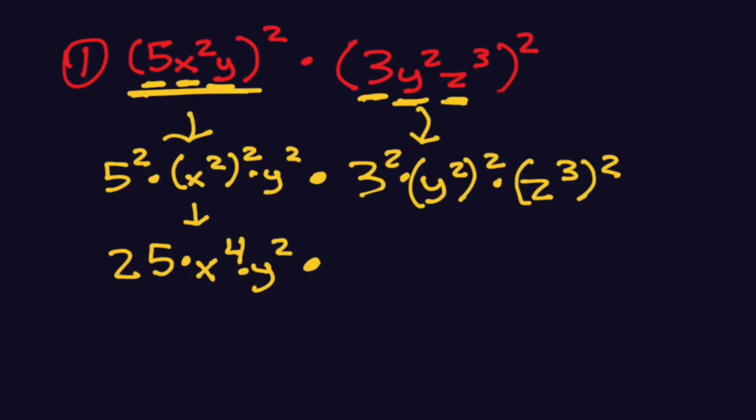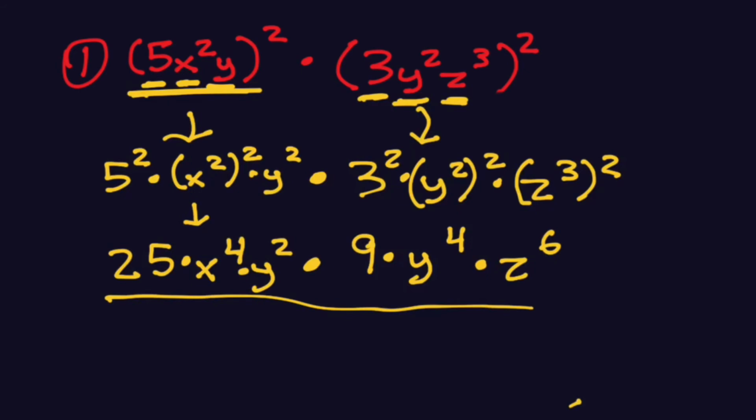Now let's move on to simplifying this one further. So 3 squared is equal to 9. y squared squared, which is also power of a power, is going to be equal to y to the 4th power. And then z cubed squared, which is also power of a power, is going to be equal to z to the 6th power, since we're multiplying 3 by 2.